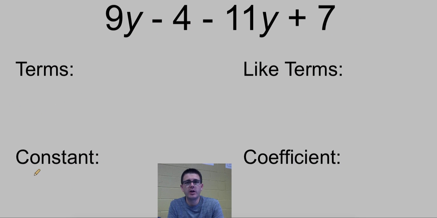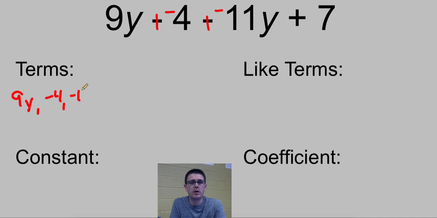If you think you got the hang of it, go ahead and try this one for yourself. Then hit play and see how I did. First thing I'm going to do is get rid of my subtractions, make it adding the opposites. My terms are just all of the pieces, 9y, -4, -11y, and 7.